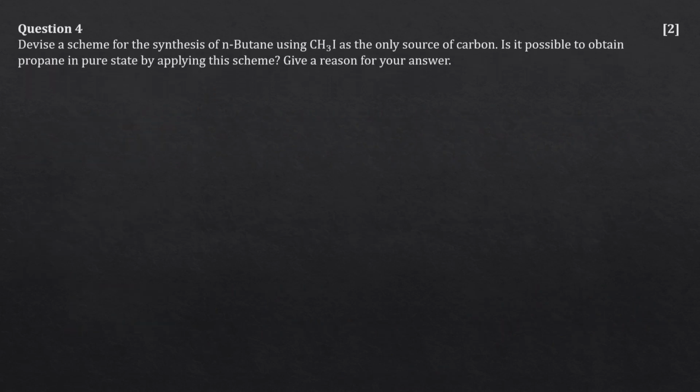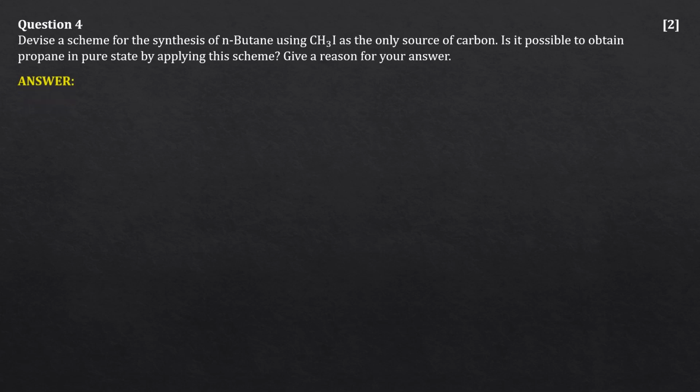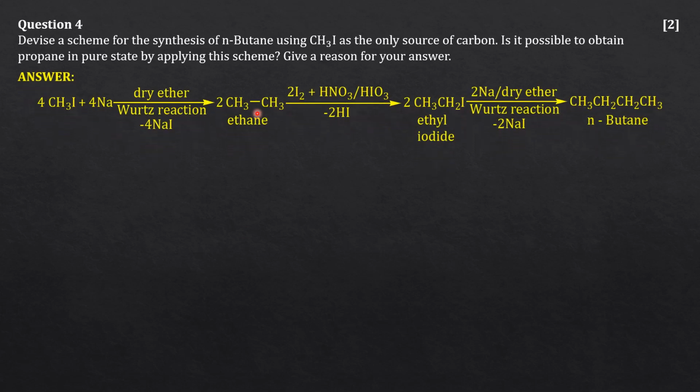Next question, devise a scheme. If you see the answer given by the council, they have just written in words, apply Wurtz reaction 2 times. But if you write in your exam, apply Wurtz reaction 2 times, you will get 0. So you have to show it like this. And remember, here you have to show the byproducts.